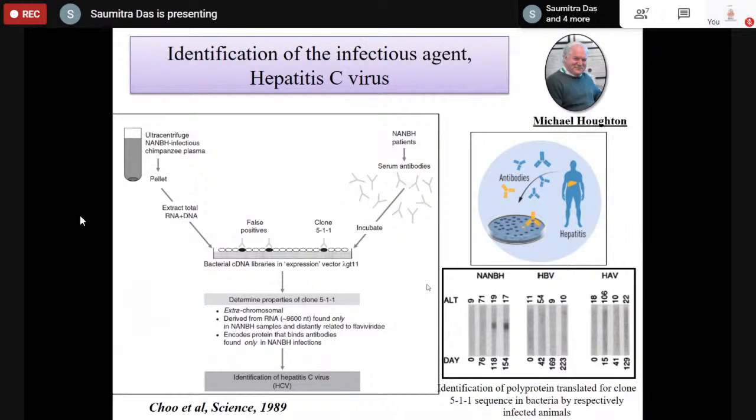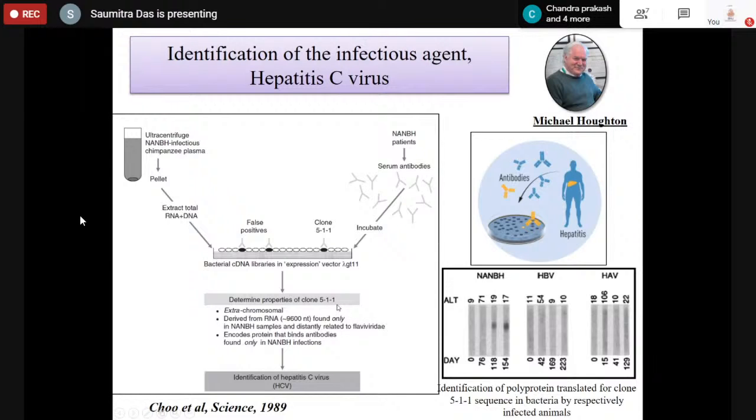What they did is essentially they took the serum, ultracentrifuged it, pelleted it down, isolated the DNA and RNA, and then made a shotgun cloning into a lambda gt11 cDNA library. This cDNA expression library was then probed with the antibody collected from the non-A, non-B patient to see whether any of the clones light up. After several such screenings, they ended up with the clone.